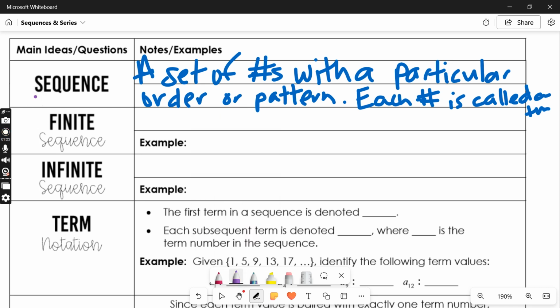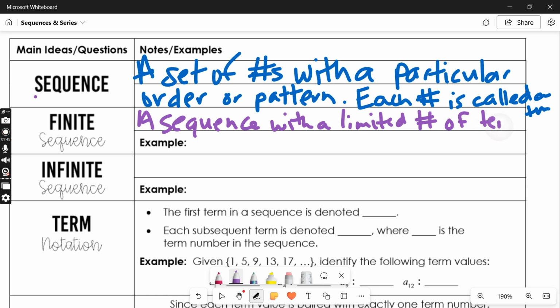Next, we have a finite sequence and an infinite sequence. A finite sequence is a sequence with a limited number of terms. Okay, so if I were going to list out a finite sequence, I could just say 1, 2, 3, 4.